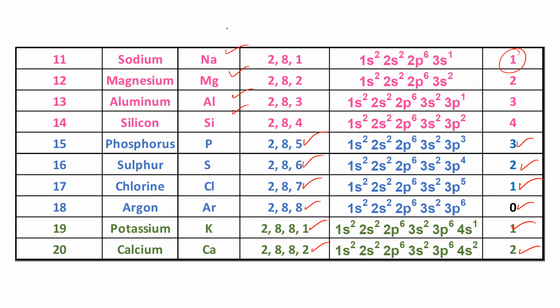So it has 2 electrons, 8 electrons and 1. Total how much? 8, 9, 10, 11. So 11 is there. But here there should be 8 electrons in the outer shell according to the octet rule, and it has 9 electrons. As a result, to get stability, it has to lose one electron. If it loses one electron, the valence electrons are 8. So this one is the reason.